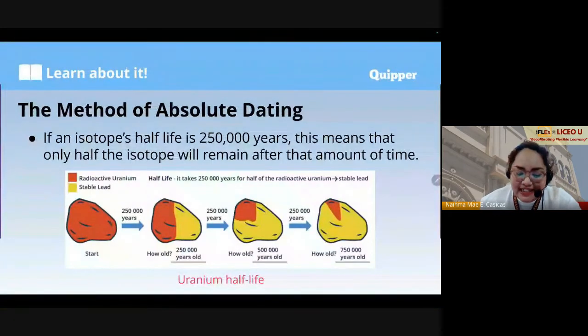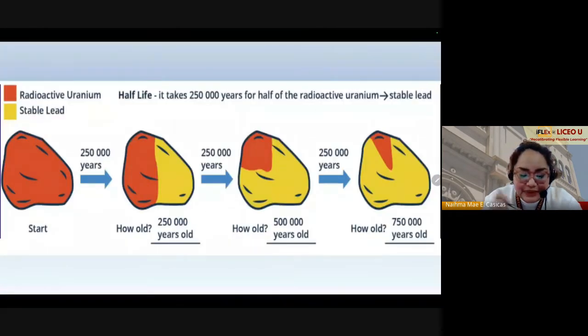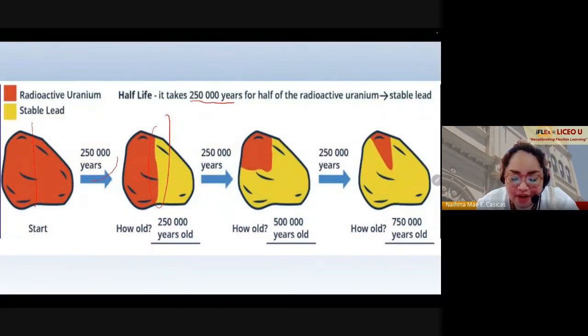So it is like this. For example, at the start there is this particular amount of uranium. After one half-life, it takes 250,000 years for half of the radioactive uranium to become stable lead. So it would take 250,000 years, and then another 250,000 years for that half to become half again.